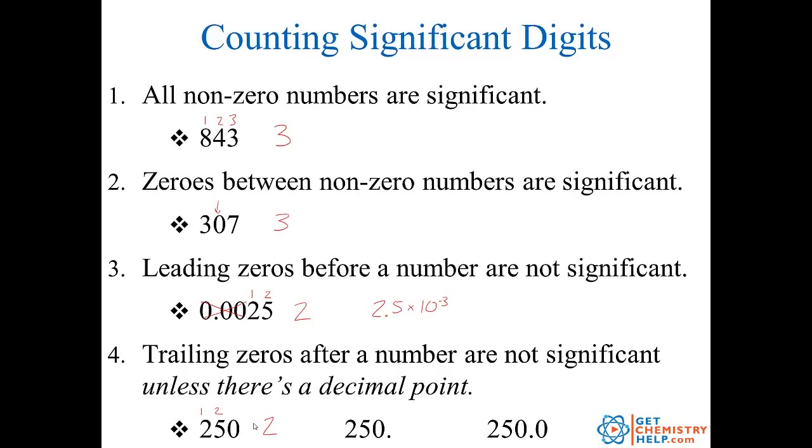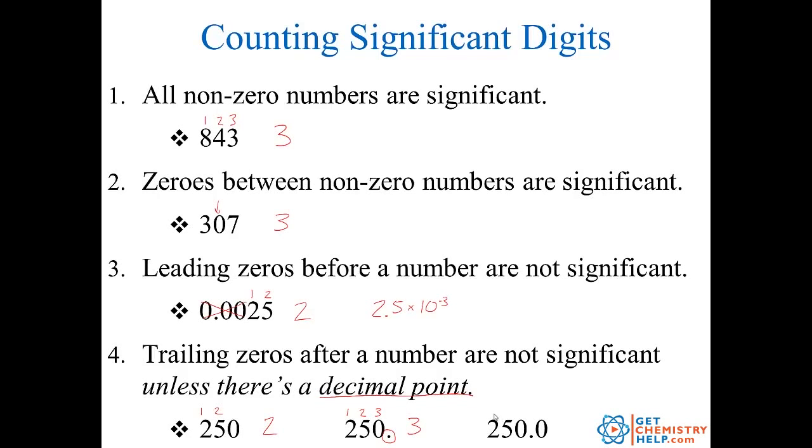If that 0 had been significant, and we wanted to show that it was exactly 250 instead of around 250, well, then we should have written it like this with a decimal, because that would have been 3 significant figures, because now this 0 at the end is significant because there's a decimal point.